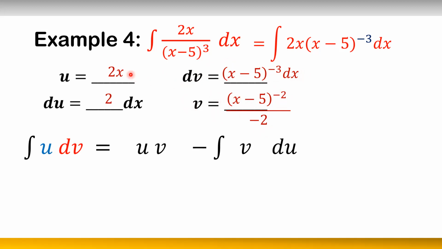UV is the product of this. Magka-cancel yung 2. Okay, pero ito pwede nating ibaba, no? So that will be negative x times quantity x minus 5 raised to -2. Or this can be written as negative x over quantity x minus 5 quantity squared. Ayan. Tapos minus VDU naman.